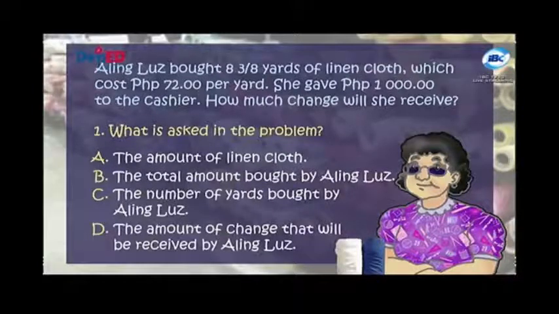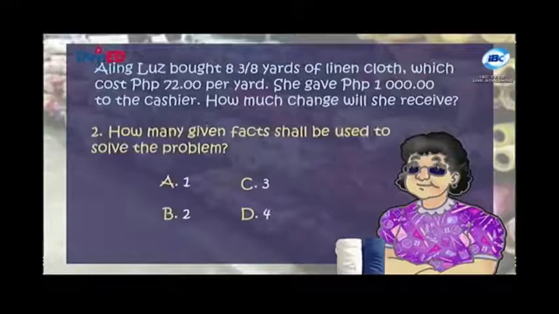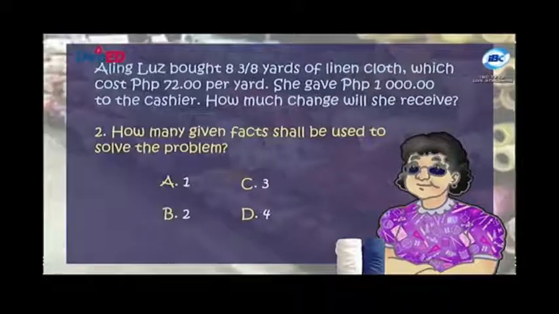A. The amount of linen cloth. B. The total amount bought by Aling Luz. C. The number of yards bought by Aling Luz. Or letter D. The amount of change that will be received by Aling Luz. Number 2. How many given facts shall we use to solve the problem? A. 1. B. 2. C. 3. Or letter D. 4.